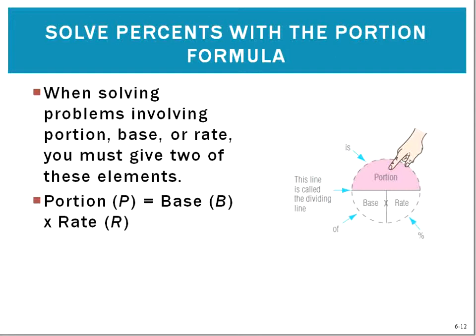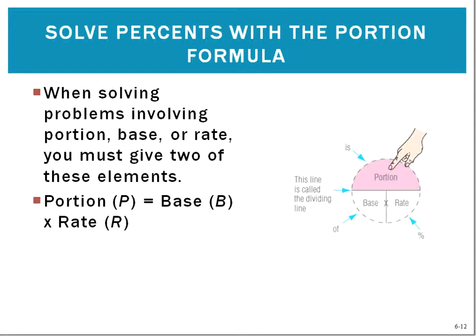So portion divided by base is equal to rate. Portion divided by rate is equal to base, right? So if you have two of them, you can figure out the third one. But that other line in the middle of base and rate, that's the multiplication line. If they're equal horizontally, then you can just multiply. So base times rate is equal to portion.